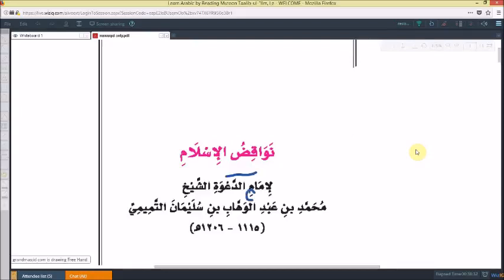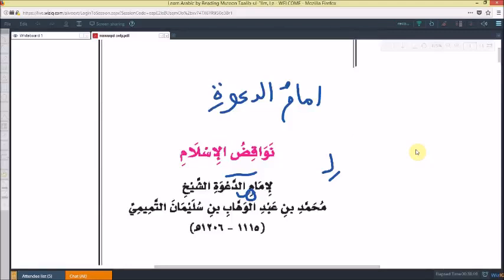And Imam is majroor after li, the harful jar or the preposition li. Li Imam al-Da'wa. And this is mudaf, mudaf ilay. If I was to just write Imam al-Da'wa with no li in front of it, it would be Imam Da'wati. Right? The Imam of the Da'wa.